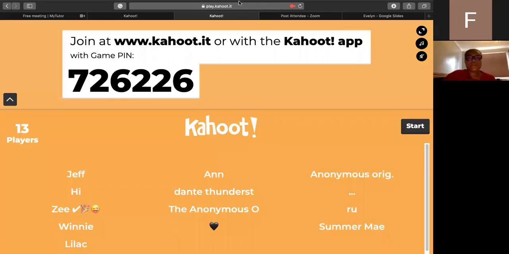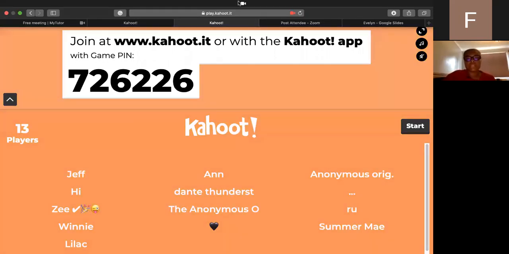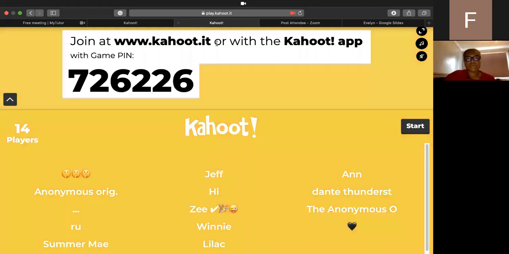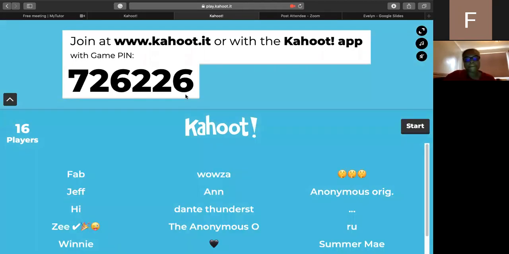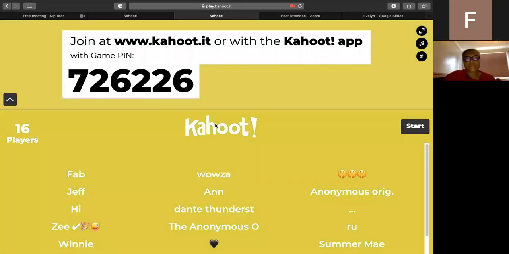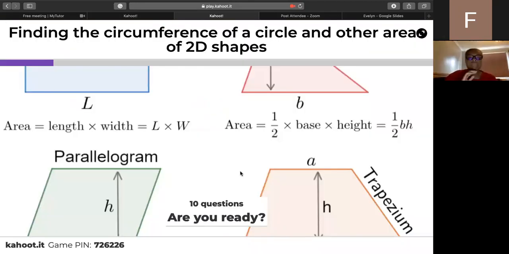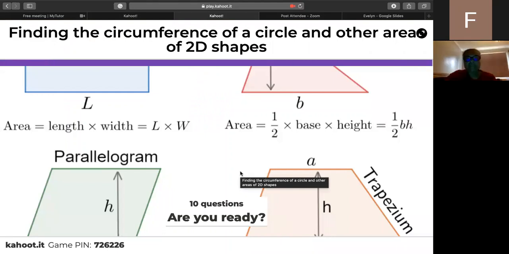Right, I'll wait a little bit more just in case there are still some more people who want to log in, and then I will start. Right, perfect. I'm gonna press start now, guys. I think you can still join in halfway through. The game pin will still be at the bottom of the screen. So there's 10 questions and I'd like everyone to give it their best shot.